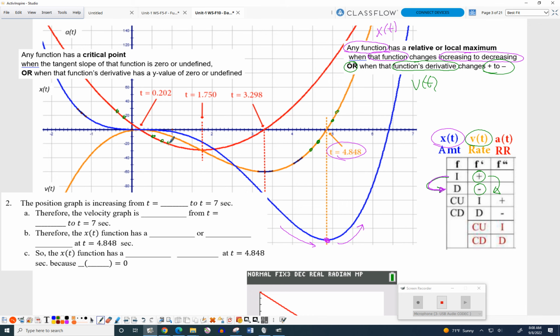Question? Please. Should it be x of t, not x of x? Oh, thank you. Two points. Okay, cool.